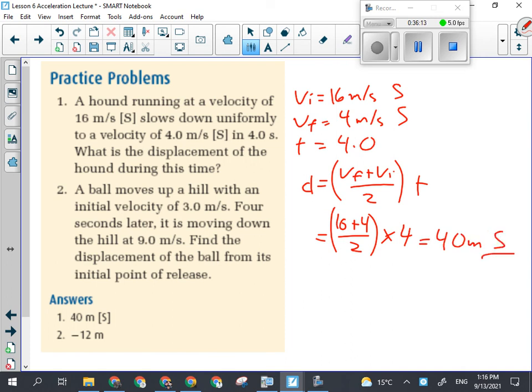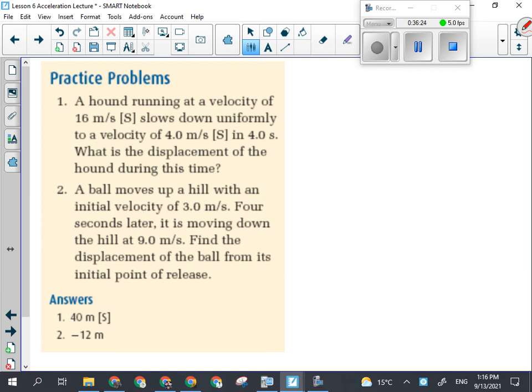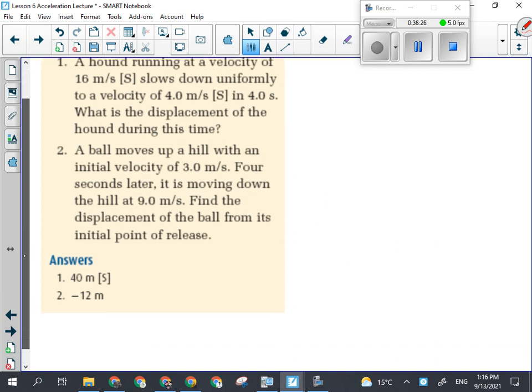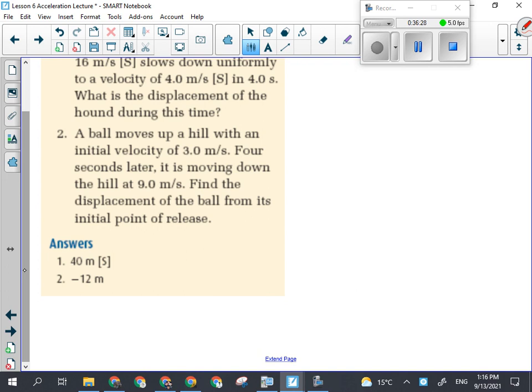Right? How important is the south? Very important. If you don't write it, you get it wrong. Gotta have a vector on a vector quantity. Speaking of vectors and vector quantities, direction's important in number 2 because vi and vf are opposite, which I represent how? With positive and negative, right?